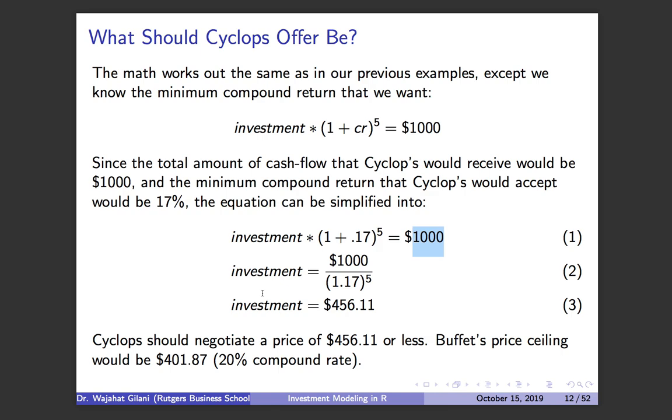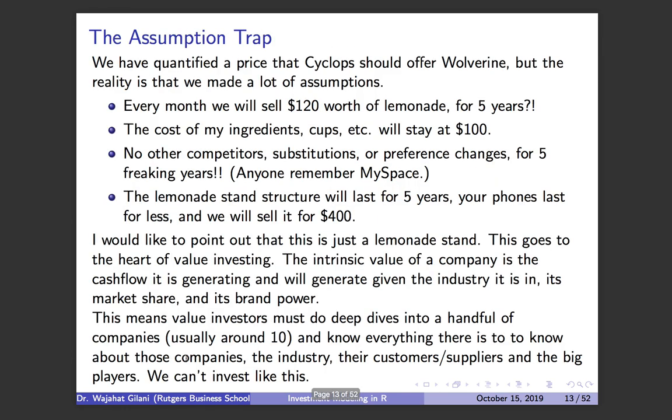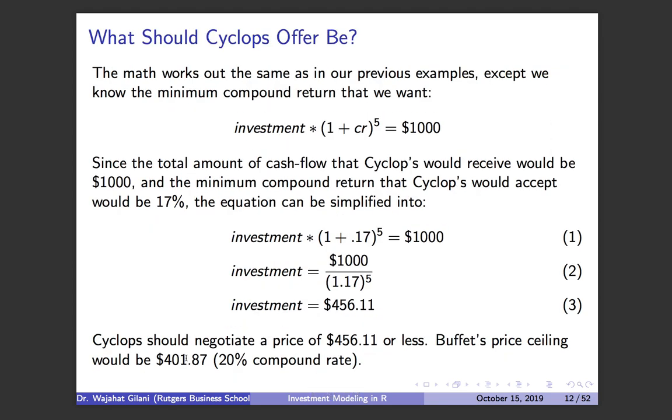So basically, how much should Cyclops pay for the business? Cyclops should pay not a penny more than $456.11, right? In Buffett's case, because he's looking for a 20% compound rate, it would be $401.87, right? Now, granted, Cyclops is not going to say to him, hey, I'll give you $456.11. Cyclops comes in and negotiates the price. He's like, yeah, I'll give you $430 for it. I'll give you $400 for it. Wolverine will be like, no, I'll give you $500 for it. And Cyclops wants to negotiate it so that the price is below or at $456.11.